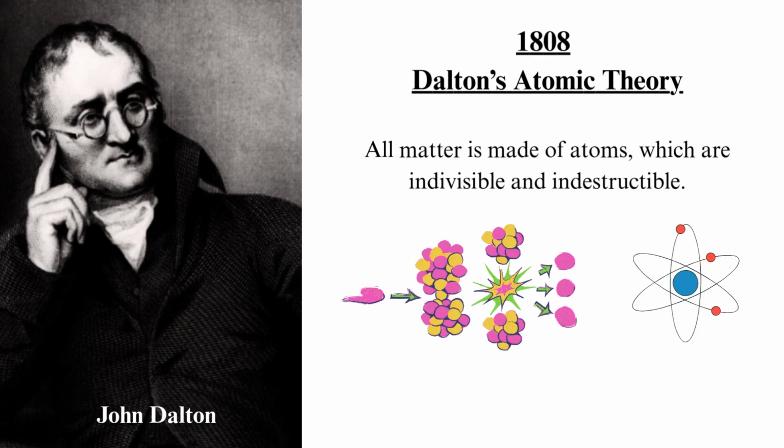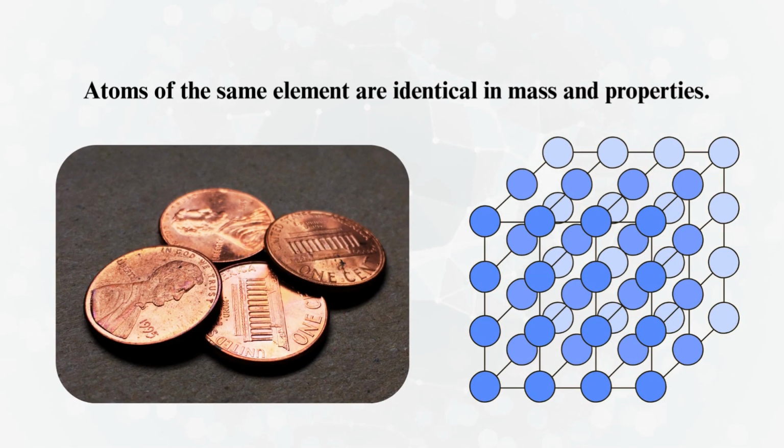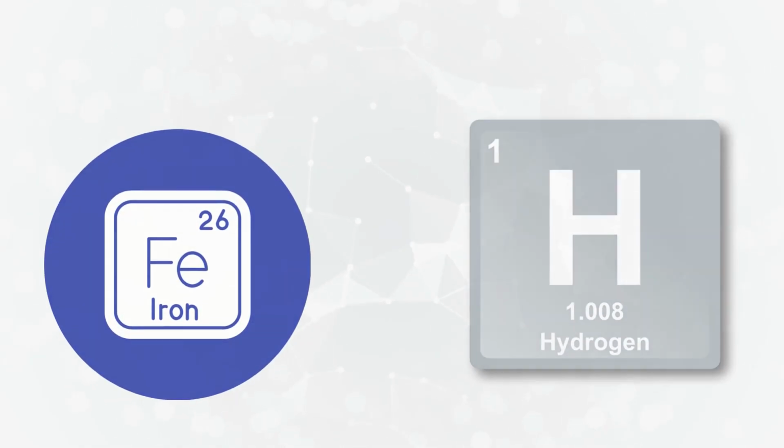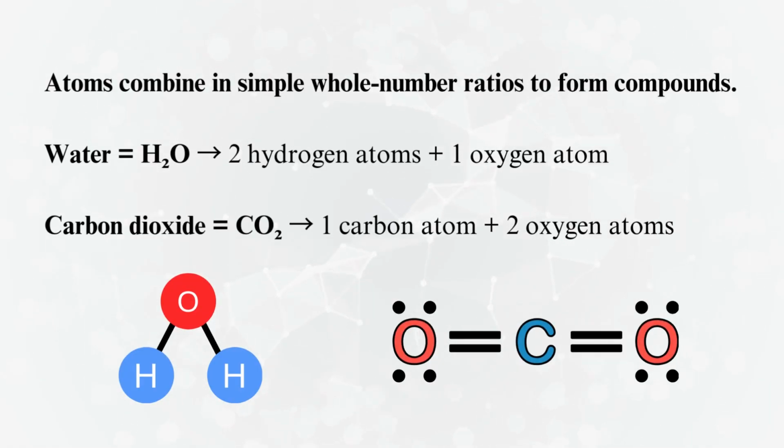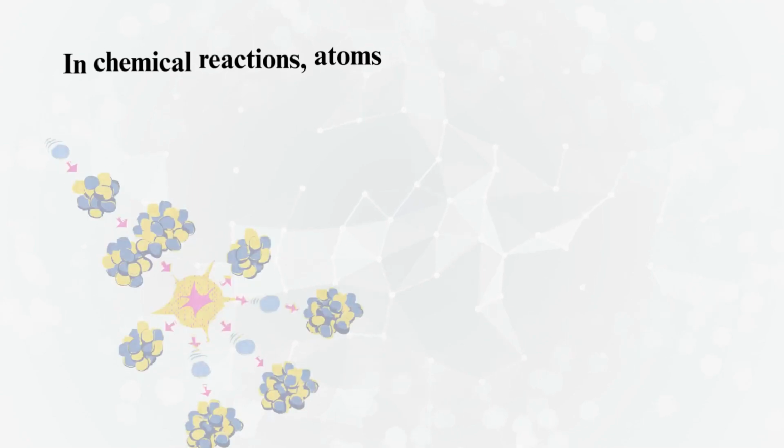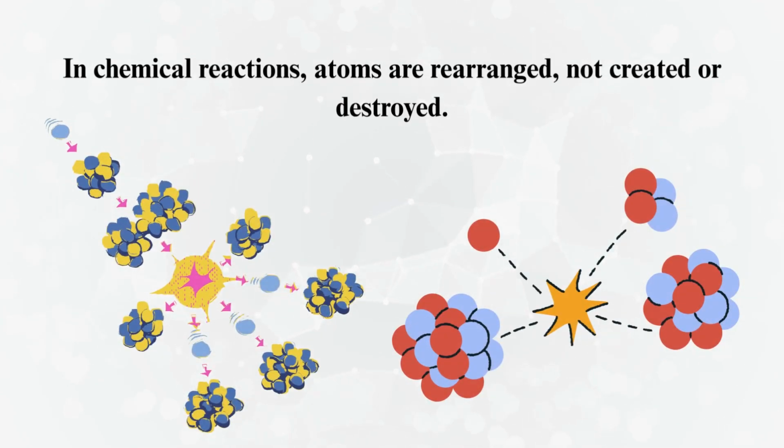1. All matter is composed of tiny, indivisible atoms. 2. All atoms of the same element are identical in mass and properties, but different from those of other elements. 3. Atoms combine in simple, whole number ratios to form compounds. 4. In chemical reactions, atoms are neither created nor destroyed, only rearranged.